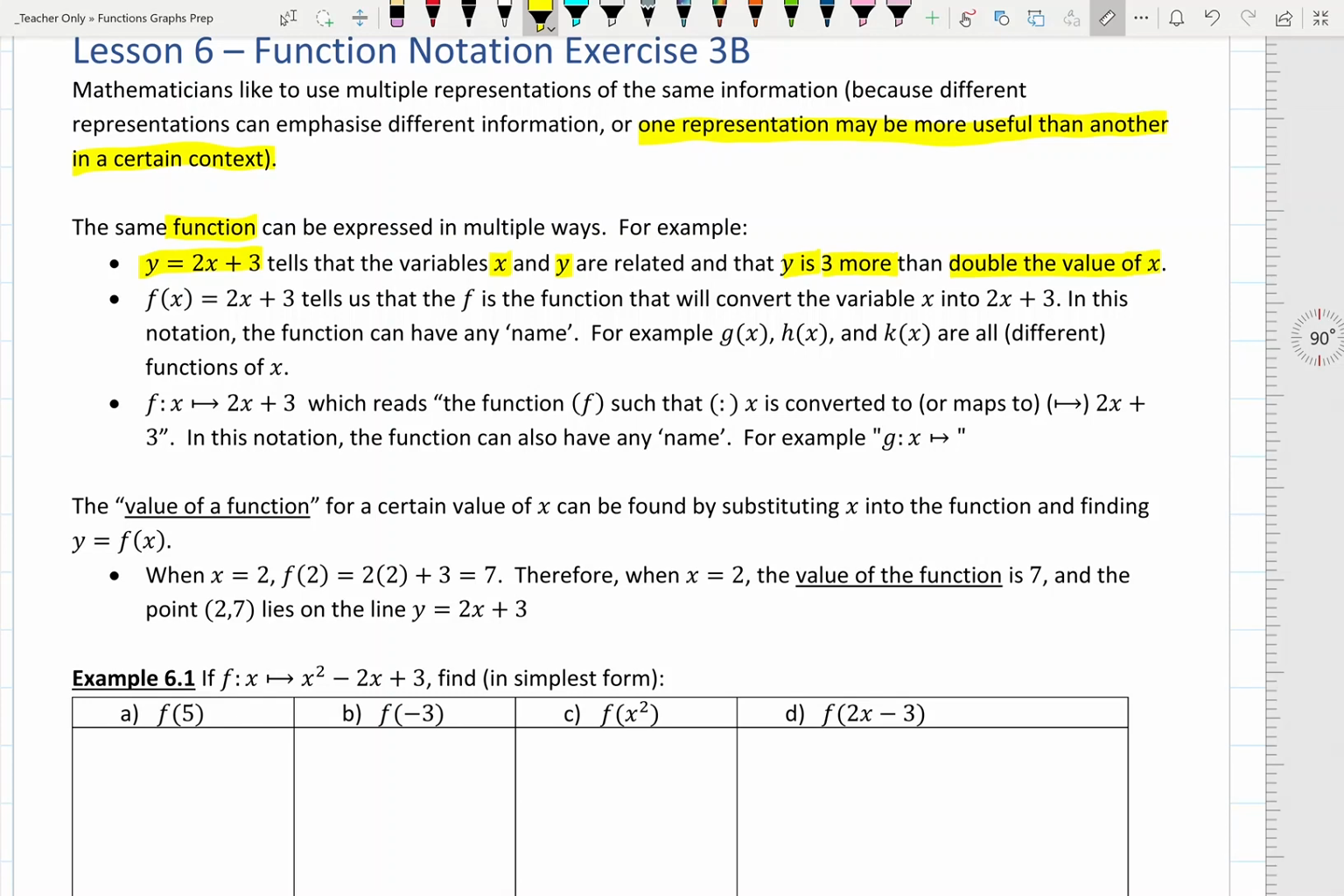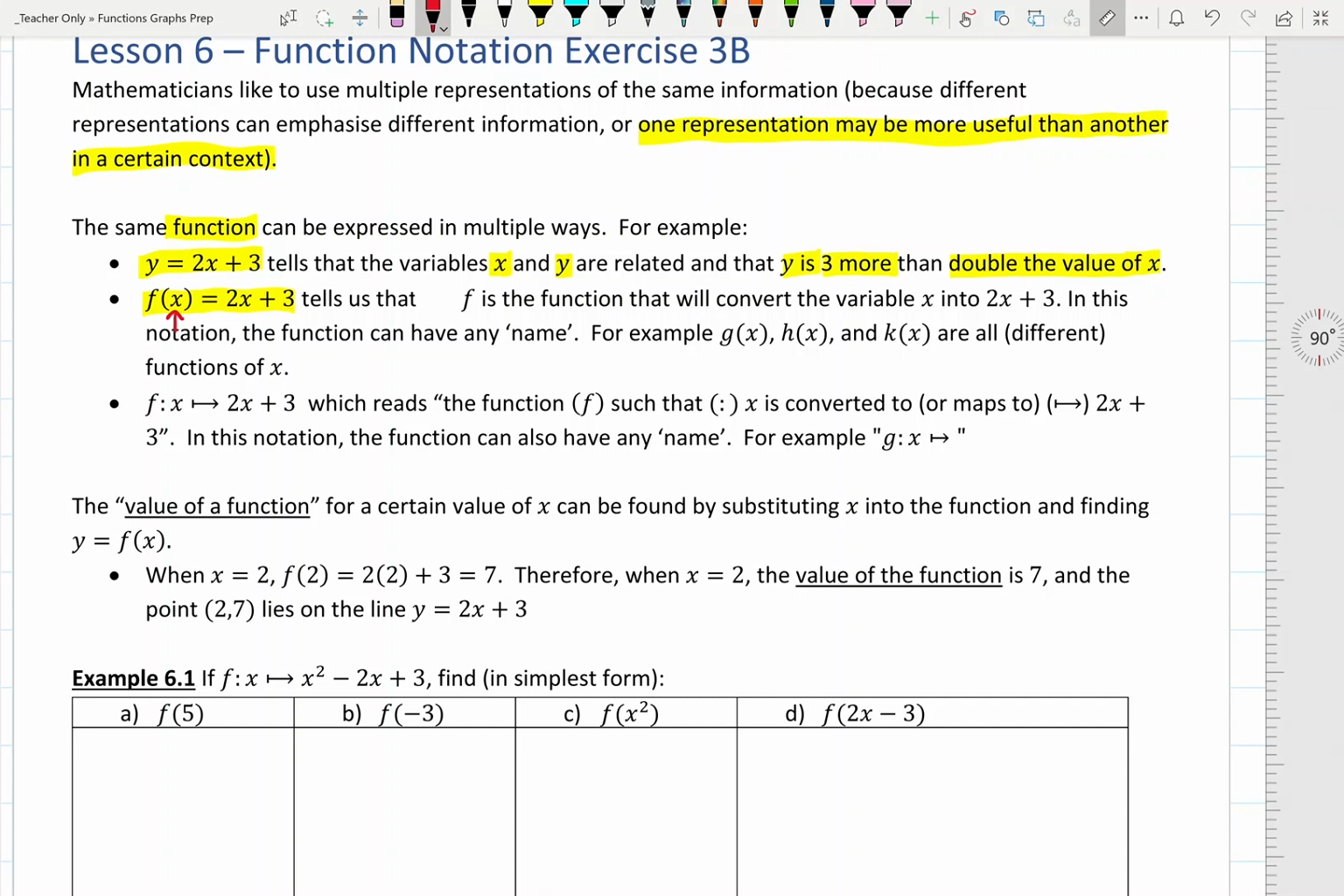The next one that we're becoming more familiar with is f of x equals 2x plus 3. And, sorry, this has got the word the in here, which it shouldn't have. This tells us that f is the function that will convert the variable x, which is the thing in brackets, into 2 lots of x plus 3.